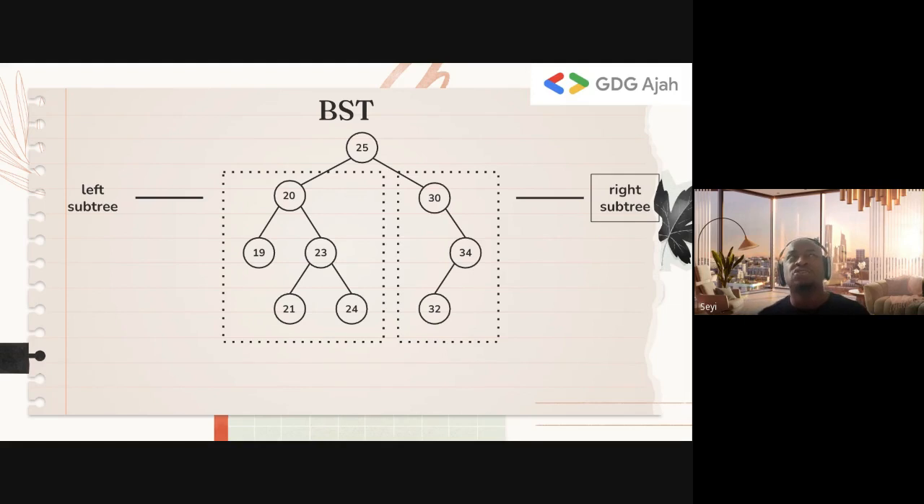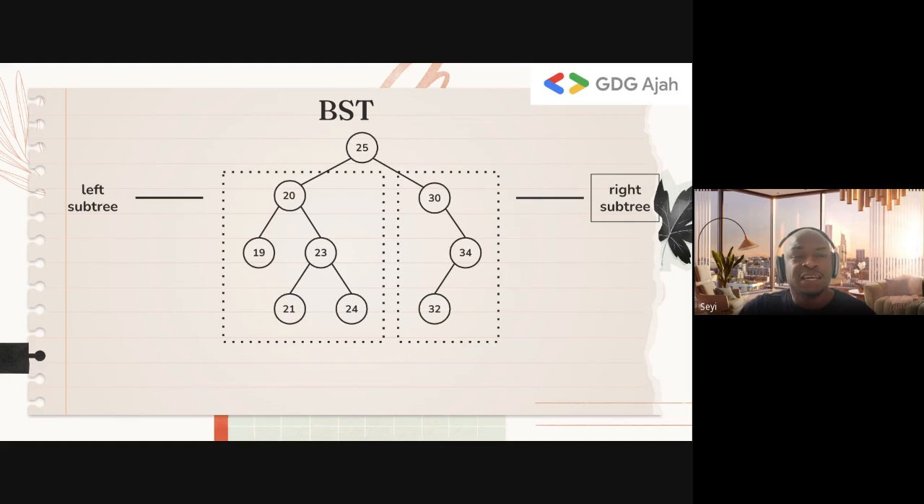You can look at a binary search tree as a linked list, because each of the parts looks like a linked list. If you look at the part from 25 to 20 to 19, that's a linked list. 25 to 20 to 23 to 21, that's a linked list. So you can look at it as a collection of linked lists that you can search through easily. I'll do some visualizations later so that we get the idea.